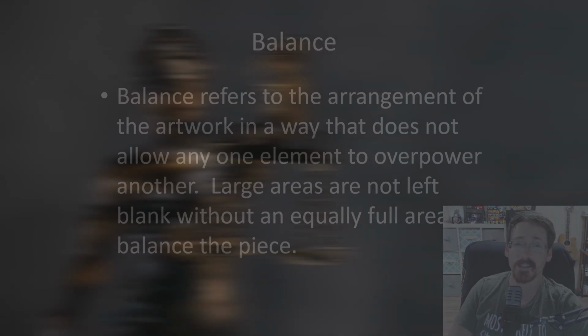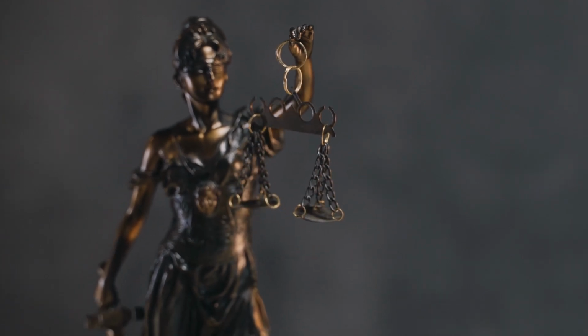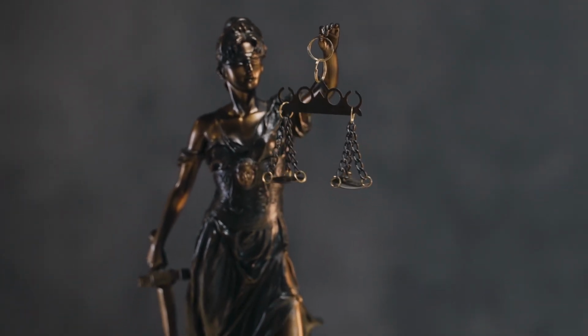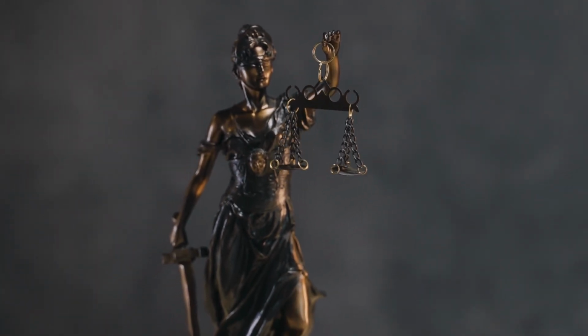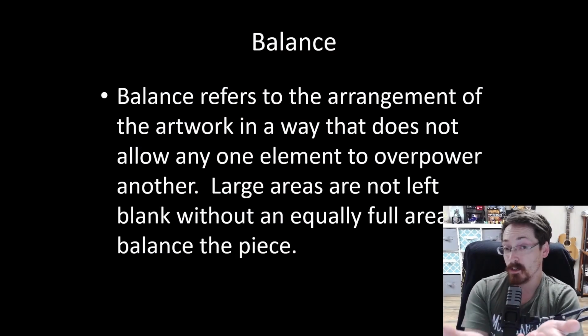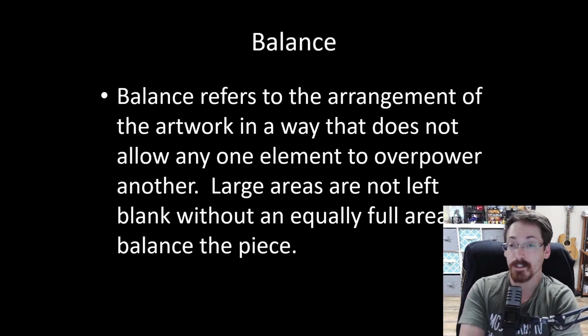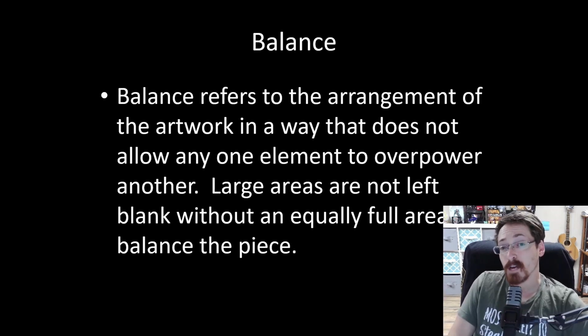You can imagine this kind of like a scale. For instance, if you have a large square on one half of the artwork, and then a tiny circle on the other half of the artwork, it's not going to be visually balanced because one side is going to look visually heavier than the other. There's actually 3 different types of balances, and we're going to be covering one of them today.